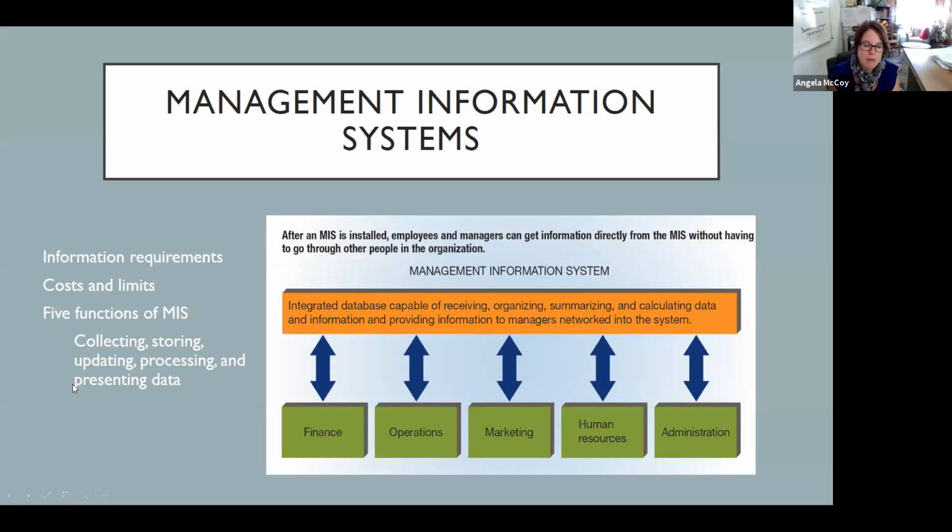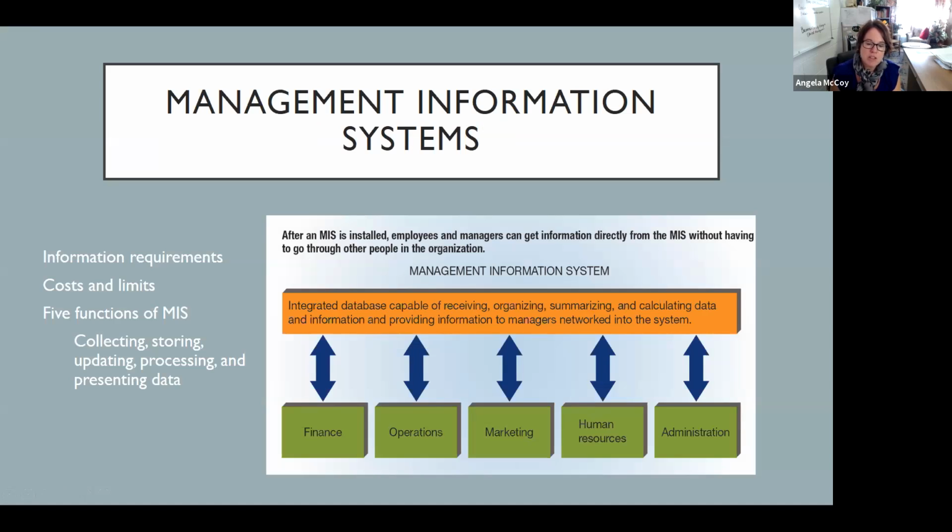A management information system, MIS, is a system that provides managers and employees with the information that they need to perform their jobs as effectively as possible. The purpose of an MIS is to distribute timely and useful information from both internal and external sources to the managers and employees that need it.